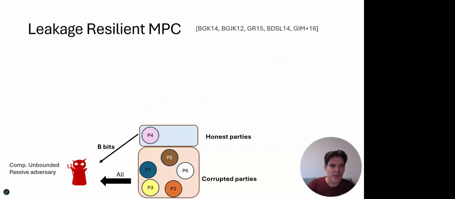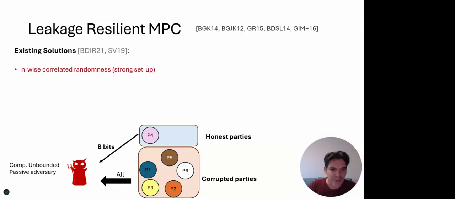So what do we know about this model? Existing solutions suffer from several drawbacks. One problem is that we have to rely on n-wise correlated randomness. For example, we have to assume that the parties start with random points that all lie on a low degree polynomial. That's a very strong form of setup. And let me remind you that if we don't care about leakage resiliency, like in the standard model, we can get such protocols only based on pairwise correlations, like OT correlations. So this is a strong drawback.